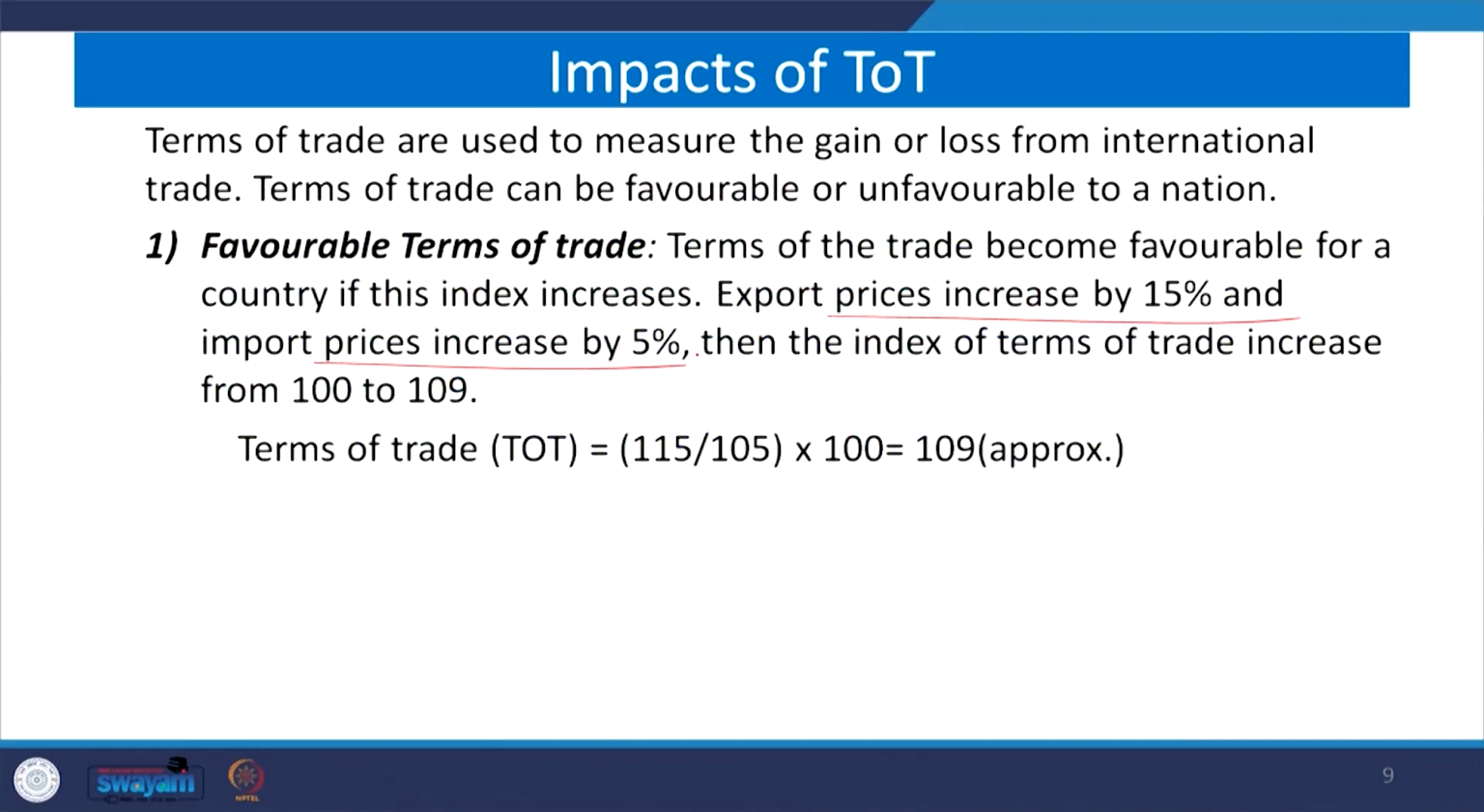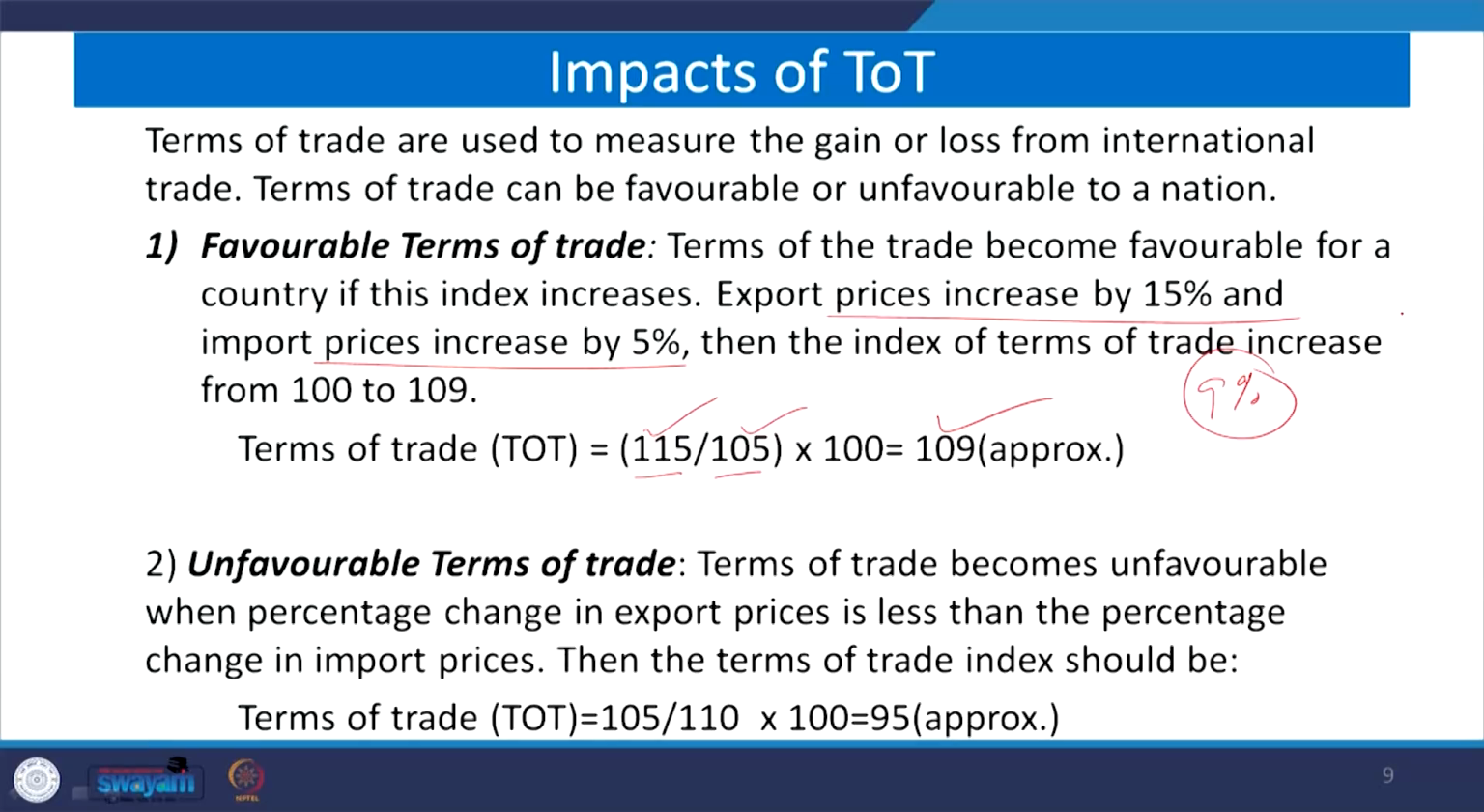Okay. Now, the index of export price increases by 15%. Let it be originally 100, now it is 115. Now, the new import price goes from 100 to 105. So now we have to divide 115 by 105, times 100, which gives 109. So, 109 is actually the rise.